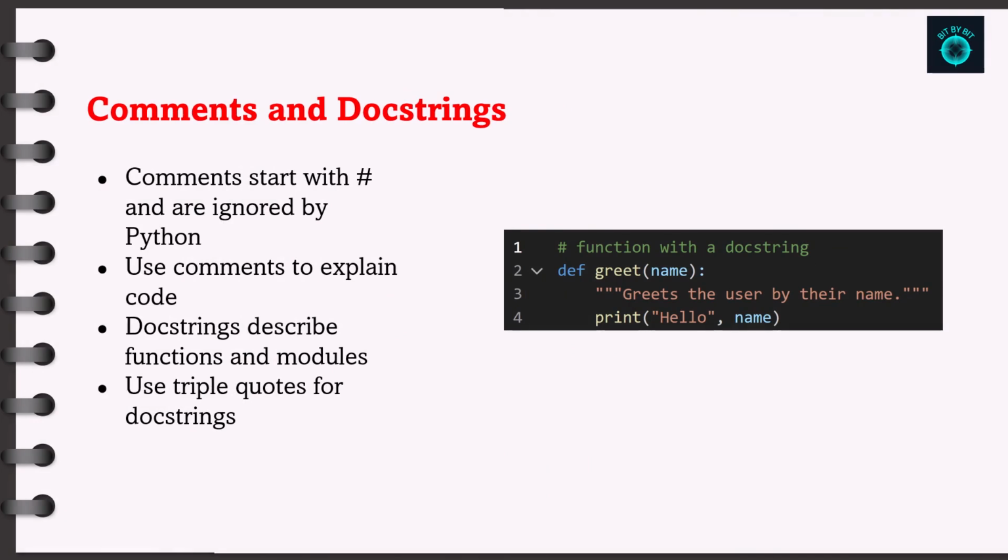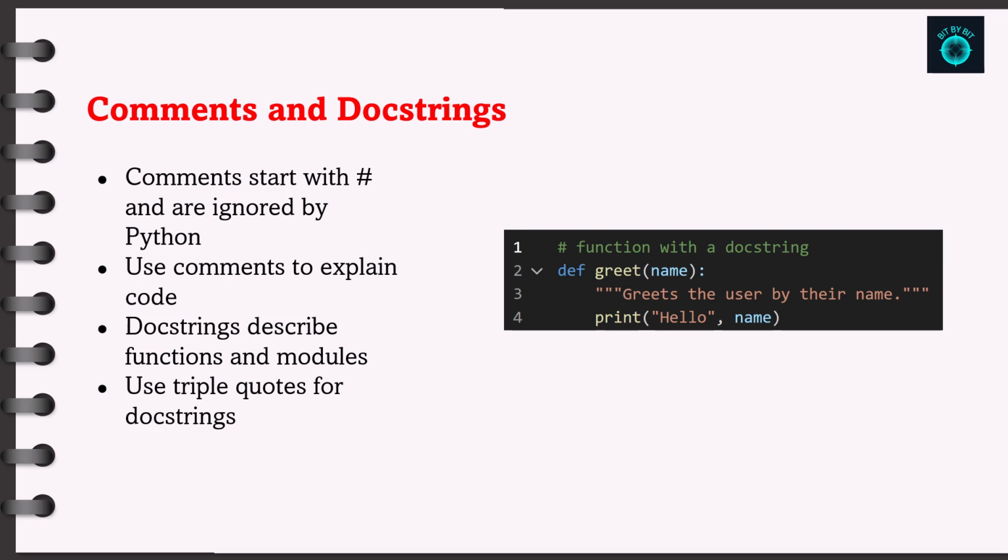Comments and docstrings. Comments and documentation are important for writing clear code. A comment is a line in the code that is ignored by Python. It is used to explain what the code is doing. Comments help both you and other developers understand the logic behind your code.